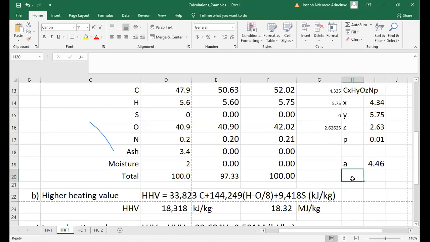Can someone tell us how to get the theoretical air demand? How do we determine the theoretical air demand?